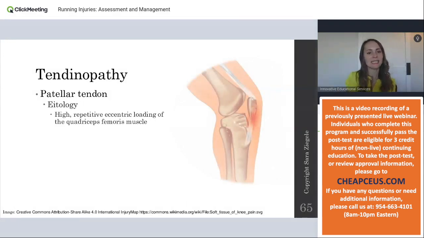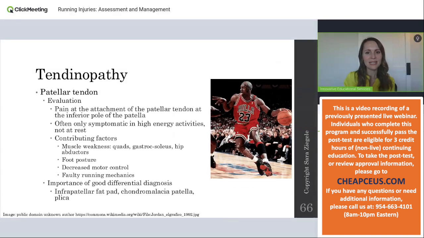Patellar tendon is the second area we'll talk about with tendinopathy. This one, of course, due to the repetitive eccentric loading of the quads as you're going through the gait cycle in that loading phase. This patellar tendon pain is actually more commonly referred to as jumper's knee, not runner's knee.